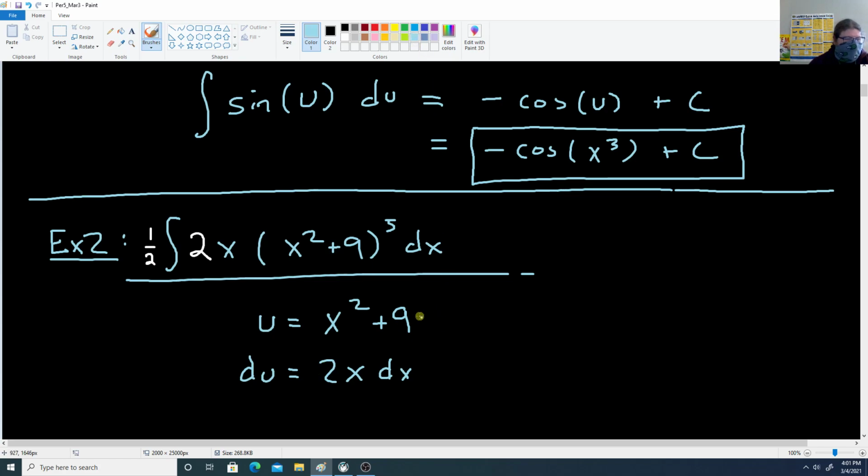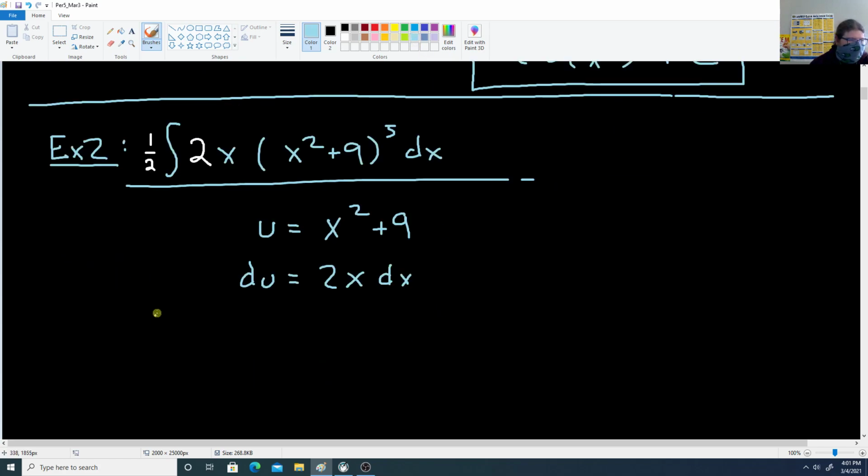And then I can rewrite my integral in terms of u. So I'll get 1/2 out front, integral of, instead of x squared plus 9 to the fifth, x squared plus 9 is u, so this will be u to the fifth. And then 2x dx, 2x dx is du.